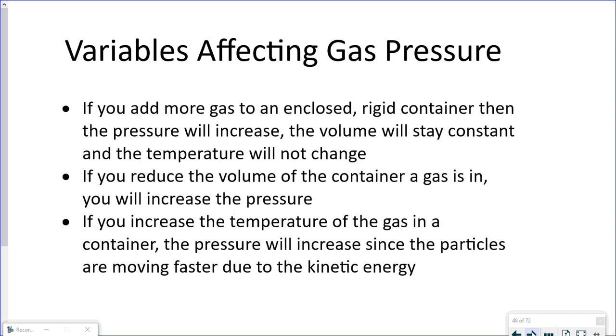If you reduce the volume of a container a gas is in, it's in a smaller place, so the particles are closer together, they're going to collide more often, increasing the pressure. If you increase the temperature of a gas, remember if you increase the temperature, the particles are moving faster, so they're going to collide more often and the pressure is going to increase. So that's looking at how the other variables change pressure. And when looking at what happens to pressure, you're always looking at, are there more collisions between particles or less collisions between particles?